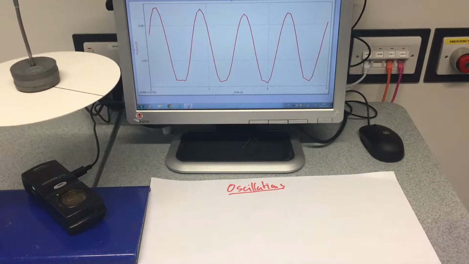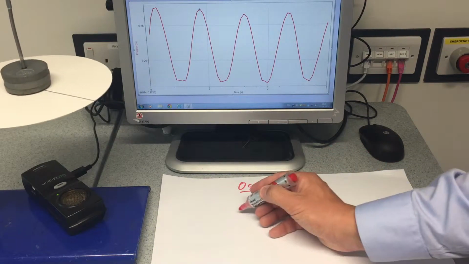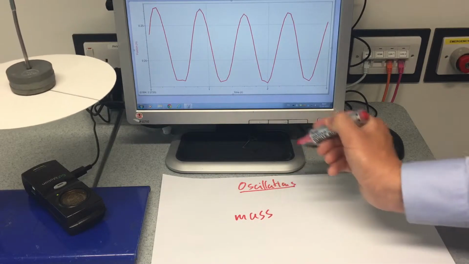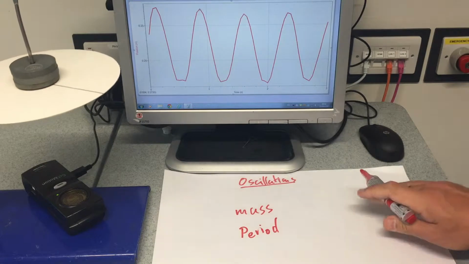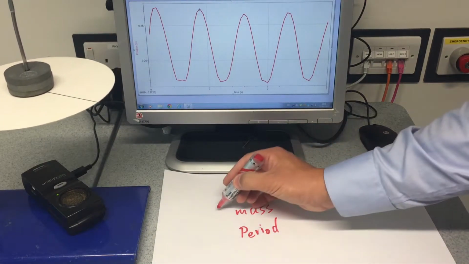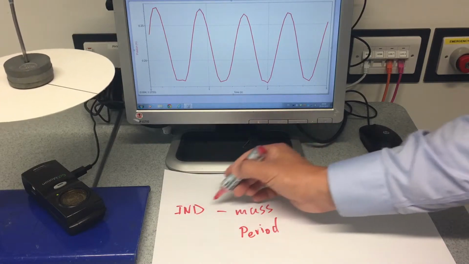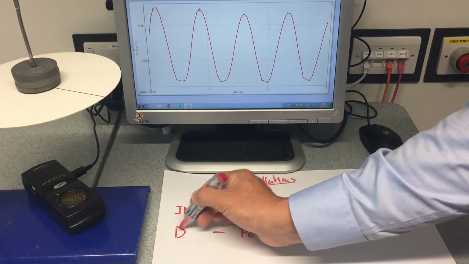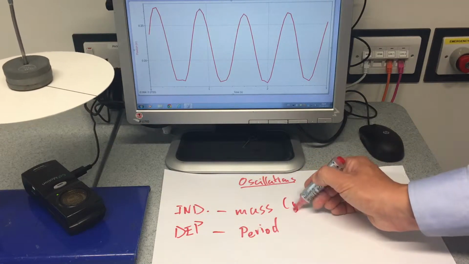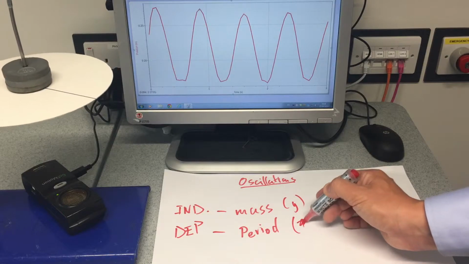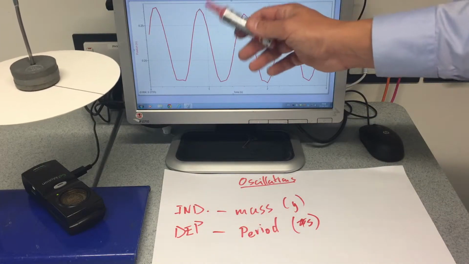So what are we going to investigate here? We are interested in looking at how changing the mass affects the period of the oscillation. If I'm changing it, this is going to be my independent variable, and if I'm measuring, this is going to be my dependent variable. Mass is going to be measured in grams, the time period is going to be measured in seconds, but of course there's no point taking just one time period. We want to make this as accurate as possible.